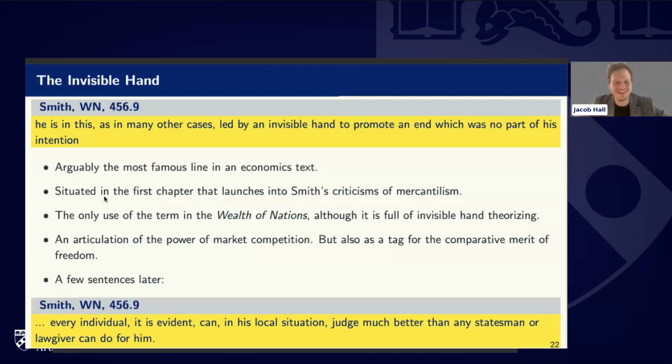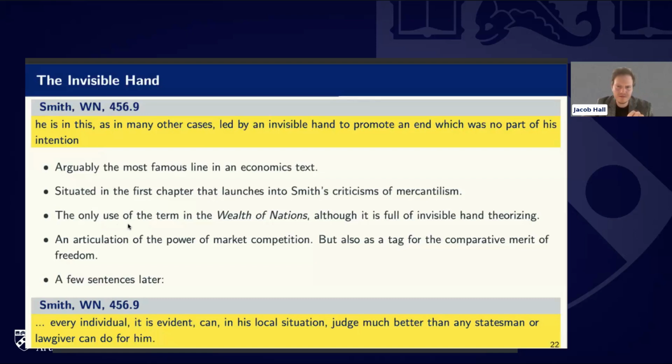You'll never write a better phrase. You'll never make it that high. Smith wins in some sense. This is situated in the first chapter that launches into Smith's criticism of mercantilism. When he says "in this," he's referring to the decision to dock your goods in the home market or the foreign market.